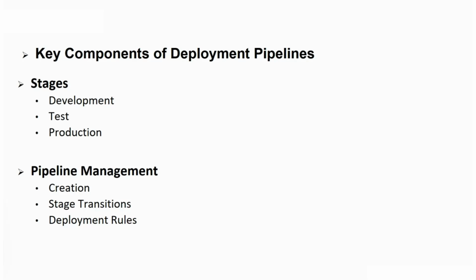Then we have pipeline management. The first one is creation, where you can easily create the deployment pipelines in Power BI service. The next is the stage transition, where you can move the content through the pipeline stages, which is from development to test and from test to production with just a few clicks. Next one is the deployment rules, which set up a deployment rule to manage how the data source parameters and dataset configurations are handled across the different stages.